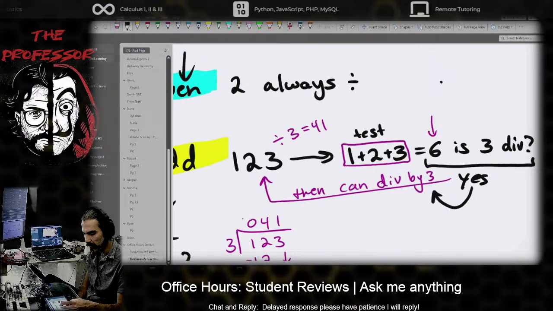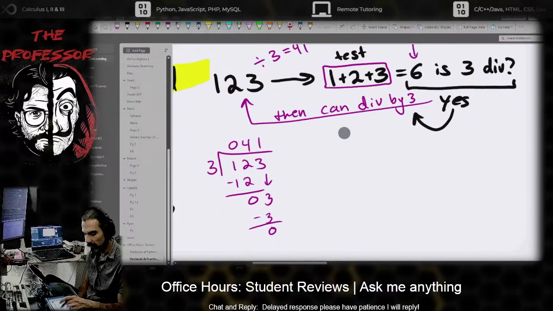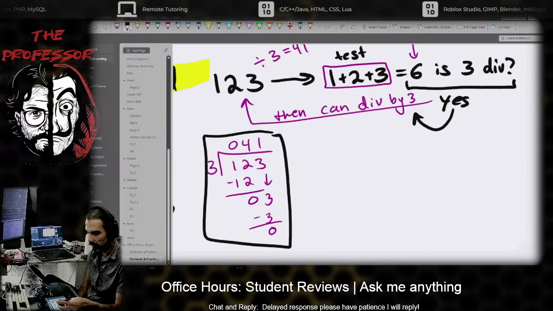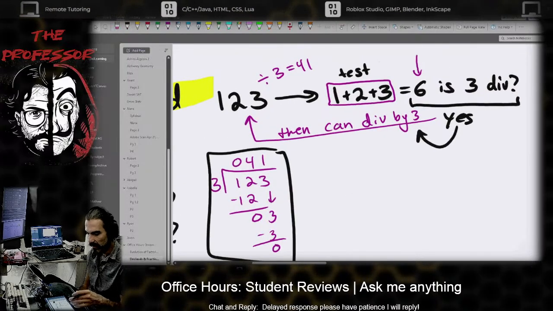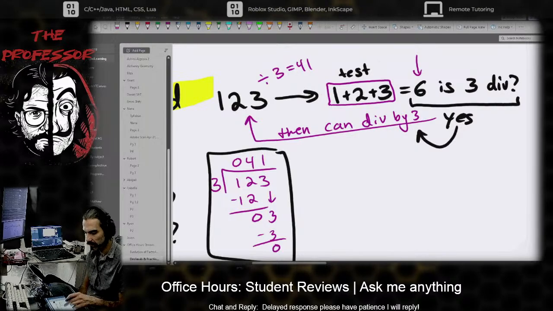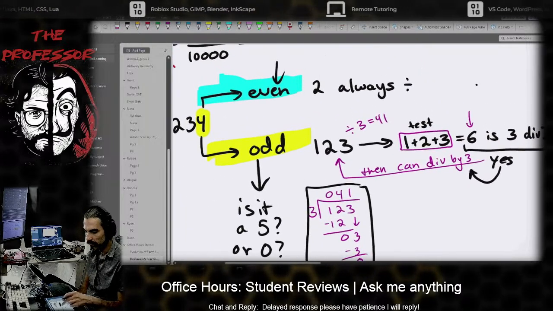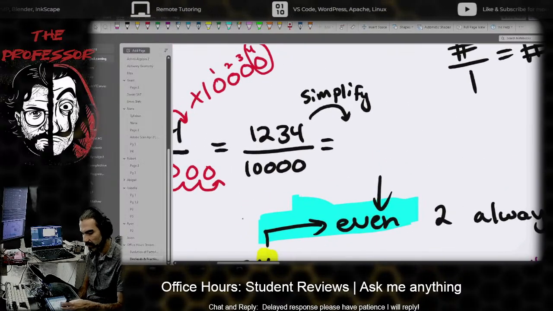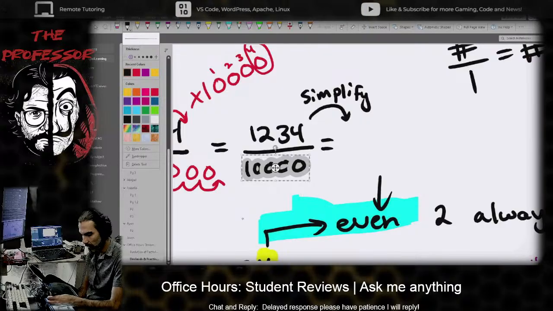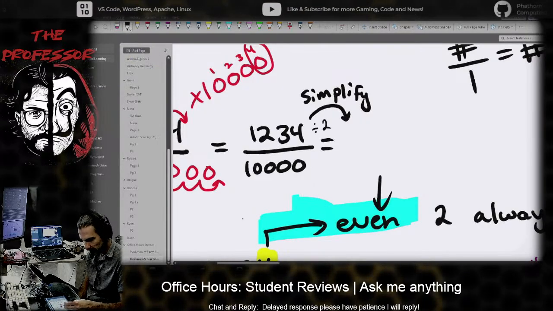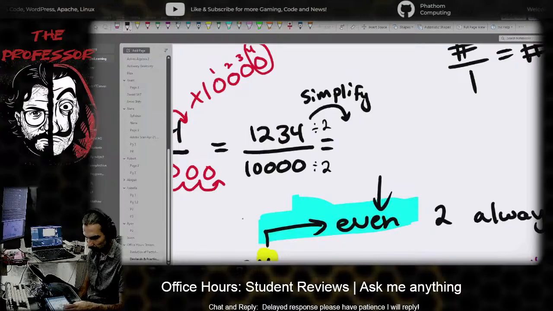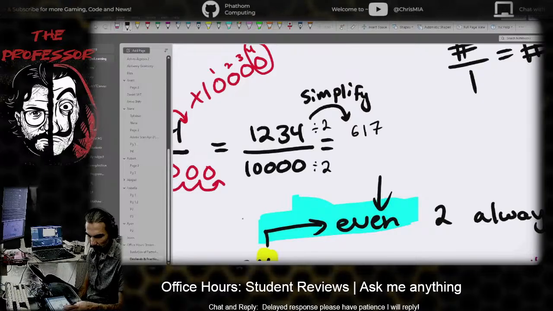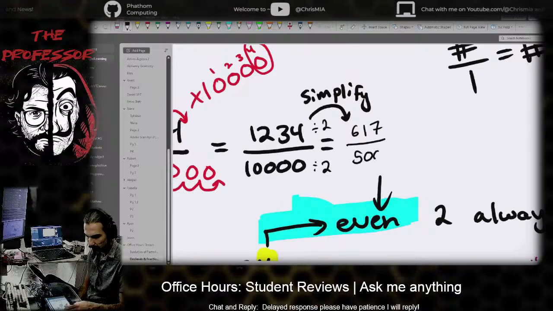So if we take 123 divided by 3, we do a little long division down here, and boom, we got 41. So we can simplify it, even though it's not a typical number that we're used to. But in our case, we don't have 123, we have a 4 at the end. So let's divide by 2. Divide top and bottom by 2. That'll be 617, I believe, over 5,000.